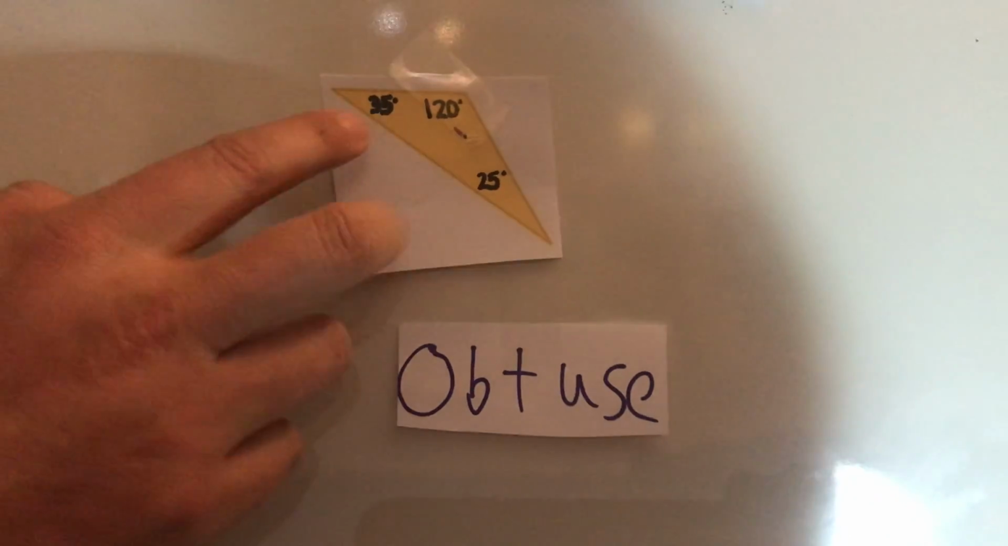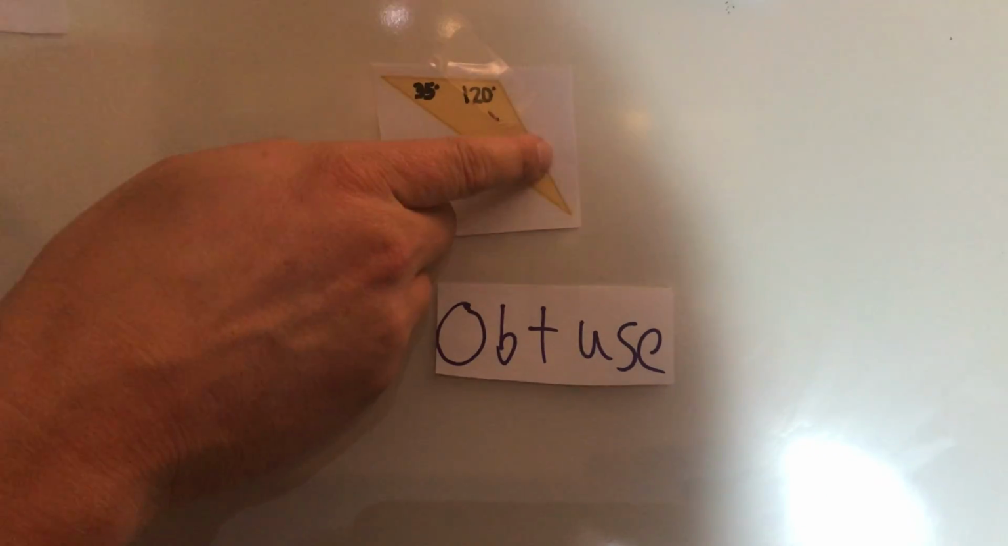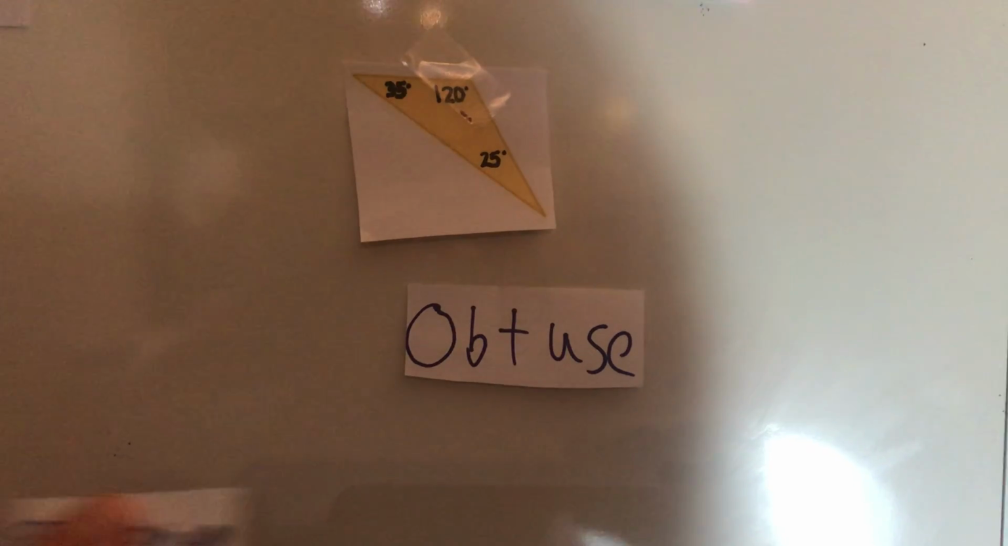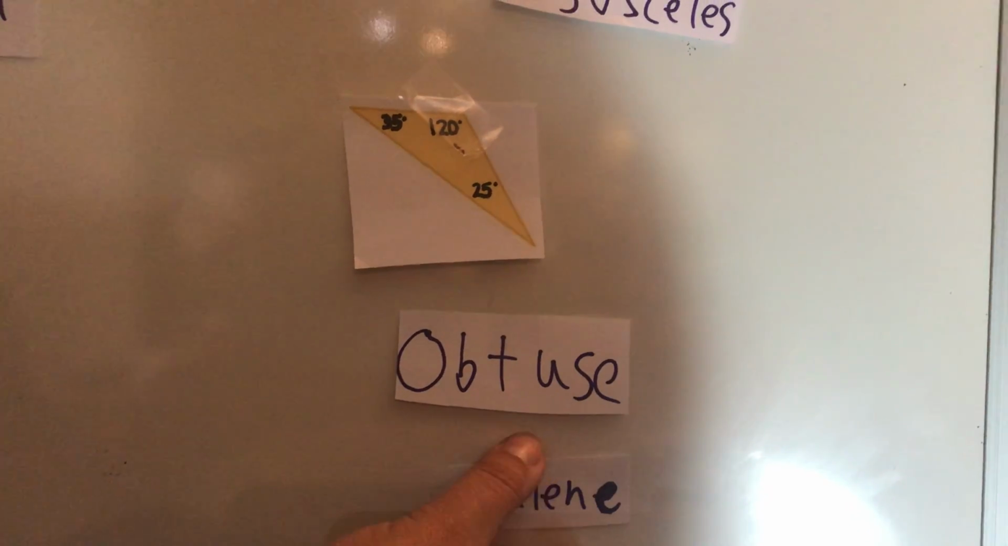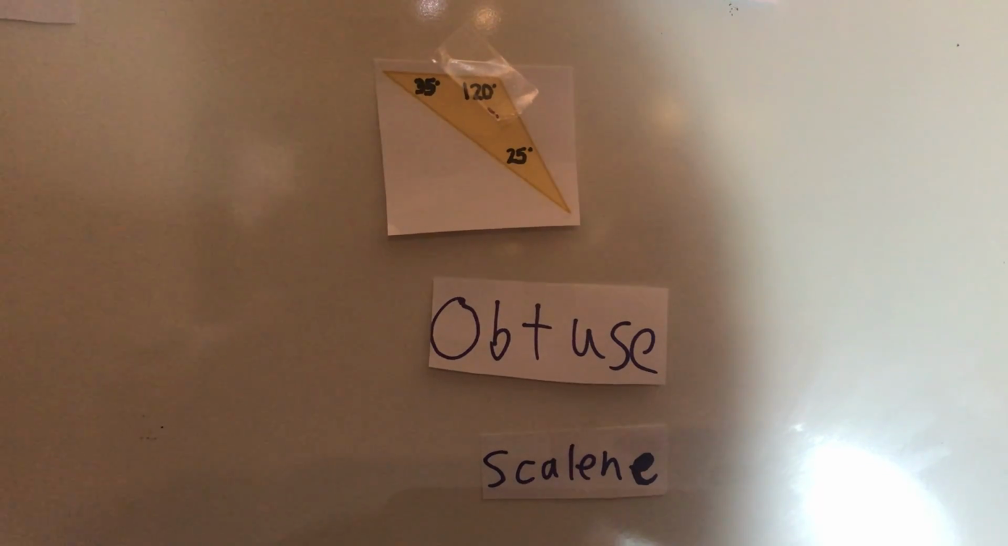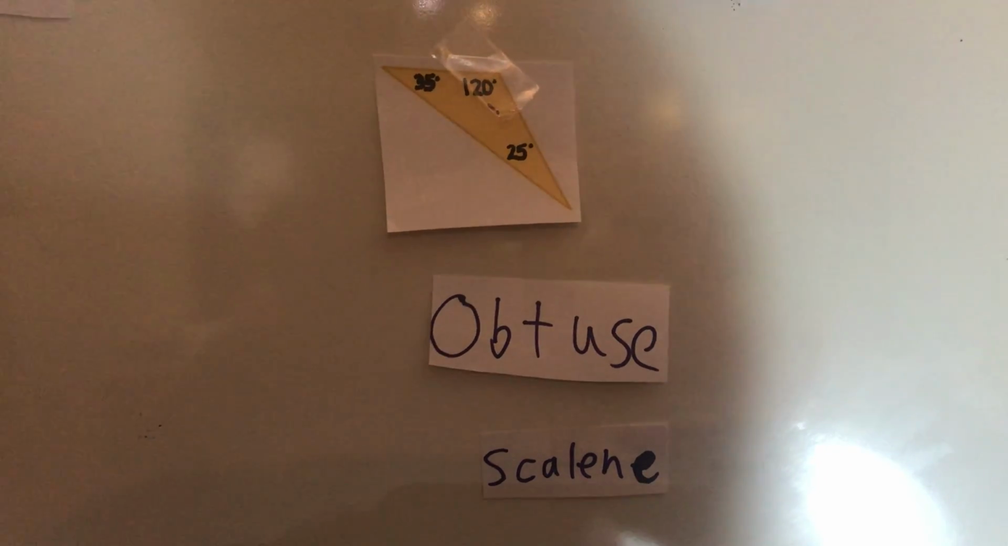35 and 25, they're not equal to each other. And more importantly, I don't see any markings saying that two sides are equal to each other. So another one where the side lengths are all random lengths, scalene. This is obtuse scalene. Okay, so we're going to move on here.